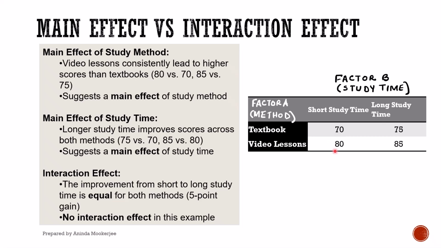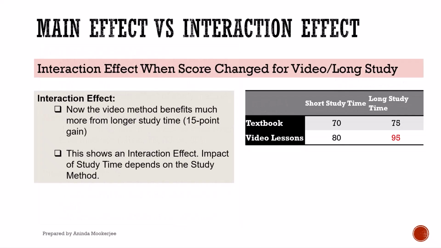85 minus 80 is also 5 units. It's not that one is greater than the other. So the improvement from short to long study is equal for both methods. There's a 5-point gain, and that tells us that there's no interaction effect in this example.